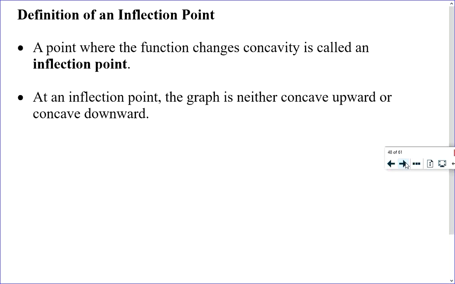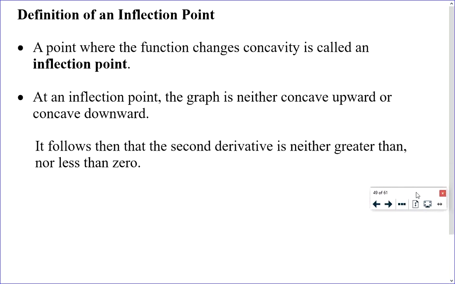It's neither concave up nor concave down because it's switching at that instant. And since concave up is because the second derivative is positive, and concave down is because the second derivative is negative, then at the inflection point, since it's neither concavity, the second derivative there is not positive and it's not negative. I'm not saying it's zero. It might be. I'm saying it's not positive and it's not negative.